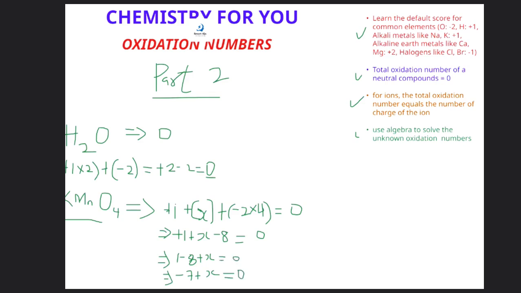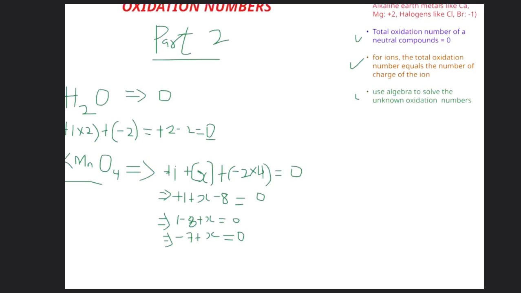And if this is equal to 0, what we are going to get is, we will end up having this, my x. So make x the subject of the formula. So x will now be equal to plus 7. So it means the oxidation number of manganese is equal to 7. So manganese has the oxidation number of plus 7.